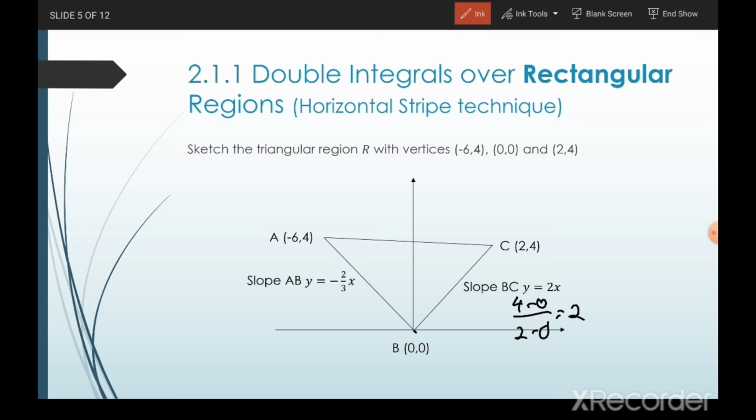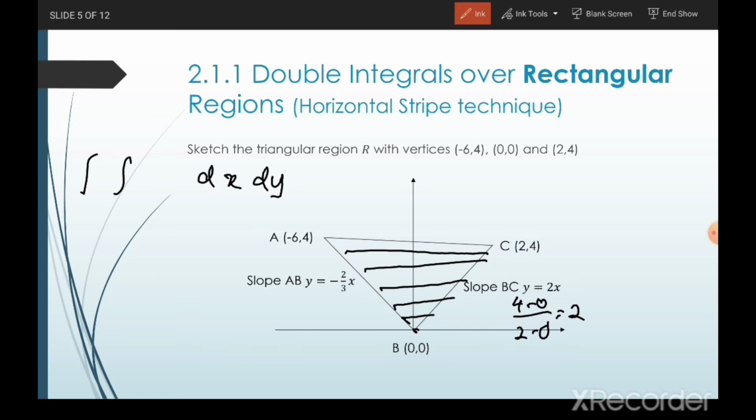Similar to slope AB, you get the equation for AB, y equal to negative 2 over 3 x. Here we use horizontal, so we use dx dy. You need to remember, with vertical we use dy dx, so horizontal becomes dx dy. So the interval for y is between 0 and 4. That is the horizontal line.